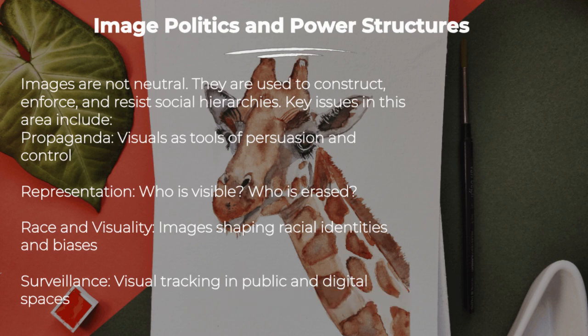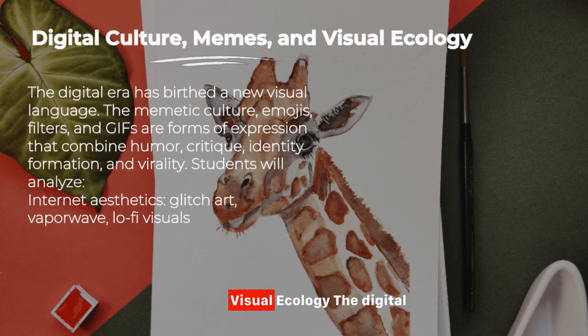Image politics and power structures. Images are not neutral. They are used to construct, enforce, and resist social hierarchies. Key issues in this area include propaganda, visuals as tools of persuasion and control; representation, who is visible, who is erased; race and visuality, images shaping racial identities and biases; surveillance, visual tracking in public and digital spaces; censorship and visual control, government and corporate influence on visual narratives. Case studies: use of visual art in apartheid resistance, e.g. posters by Medu Art Ensemble; memes as political satire and protests, e.g. Hong Kong, Nigeria's End SARS; deepfakes and misinformation.